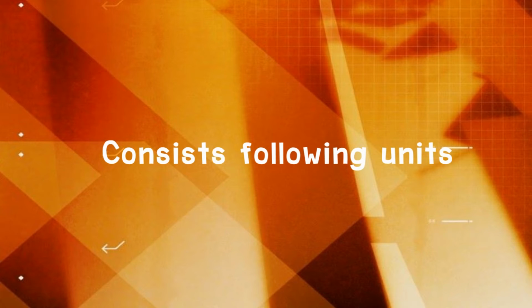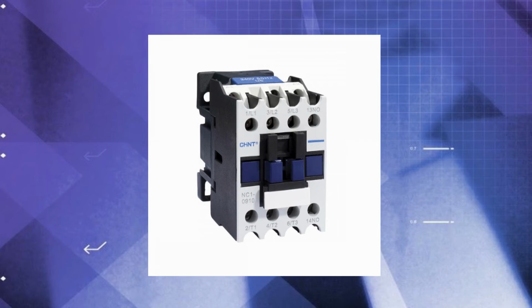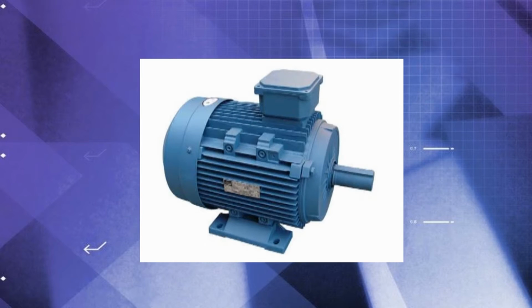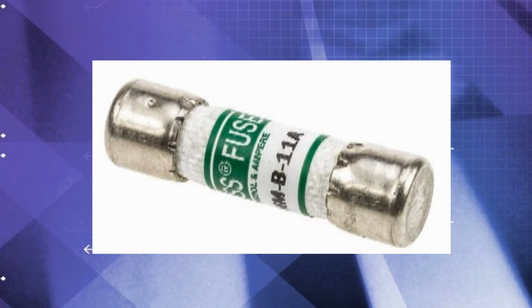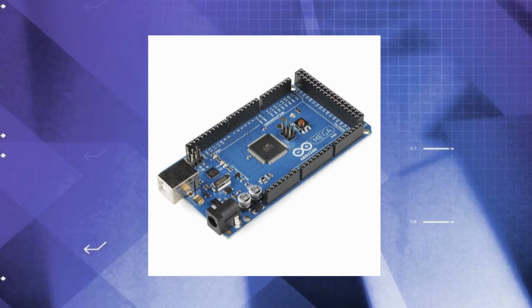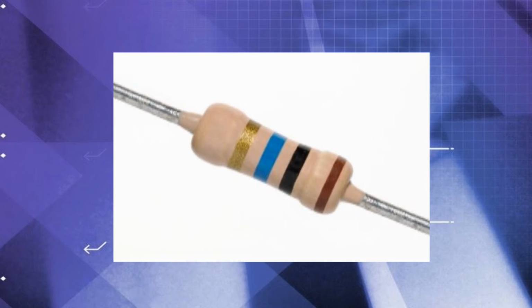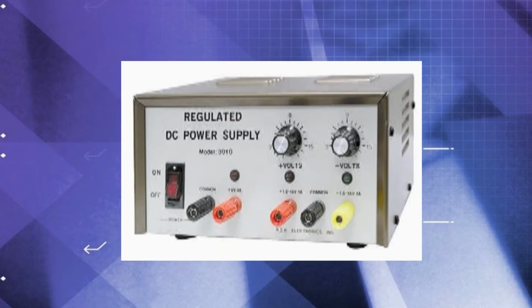Star Delta starter consists of the following units: contactors, circuit breaker, three-phase motor, fuse, Arduino Mega 2560, relay module, breadboard, switch, resistors, and the last one is the DC power supply.